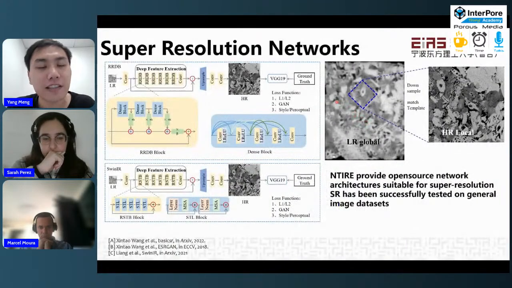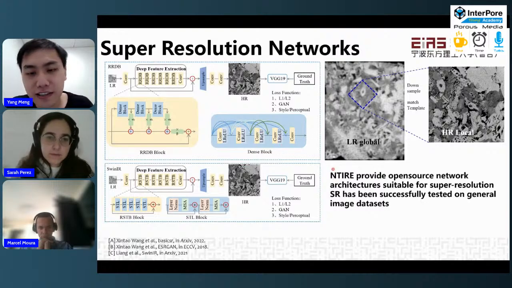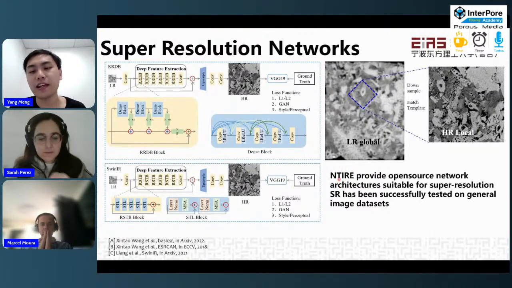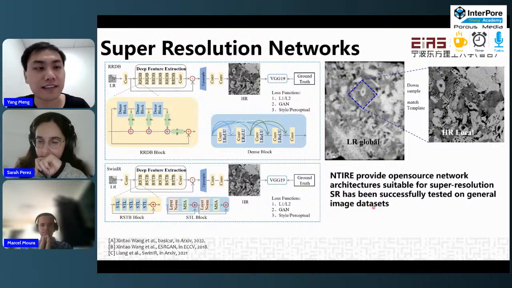Okay. After we talk about the data set, let's talk about the neural networks behind to bridge these gaps. And many thanks to the NTIRE. This is actually a competition in computer vision, and they provide many open source network architectures suitable for super resolution tasks. These architectures have been tested on many general image datasets.